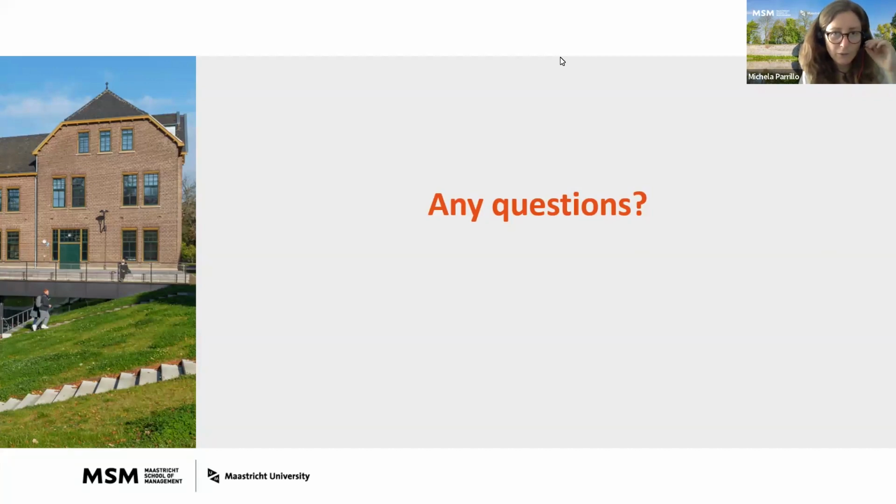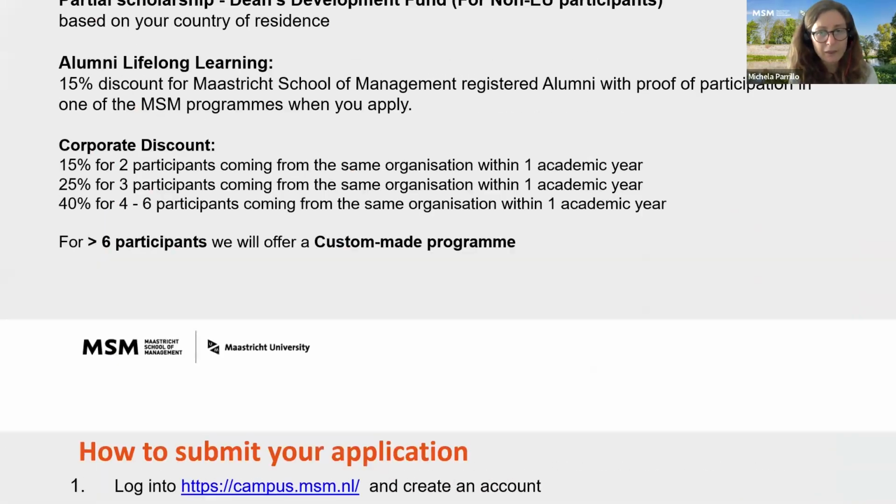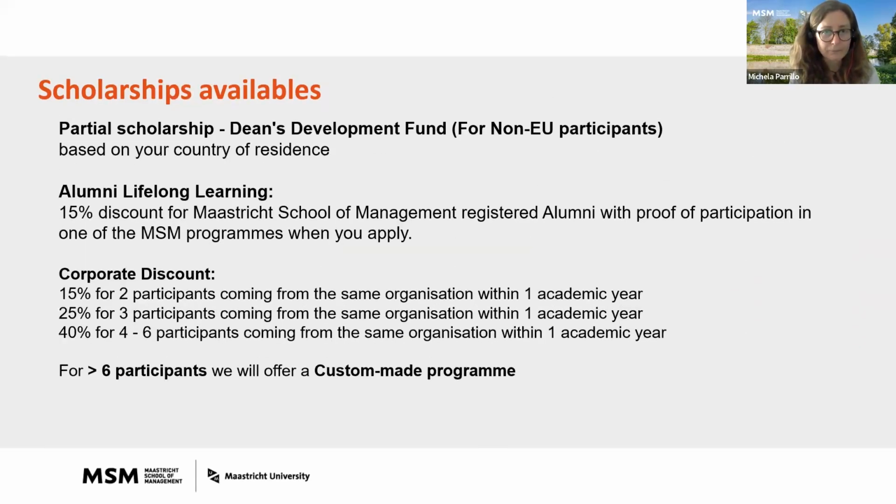So the second question is for GDV. Is the scholarship a full scholarship? Is the course online? So the Dean's Development Fund is a partial scholarship, so it covers parts of the fee. And the training is fully online, so you don't have any other costs.